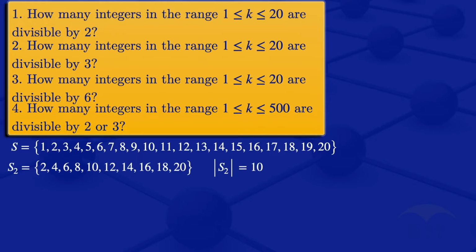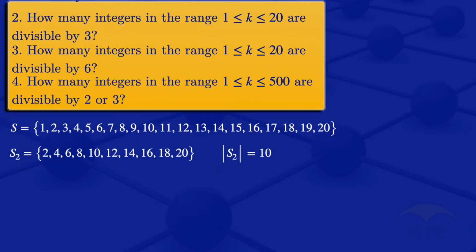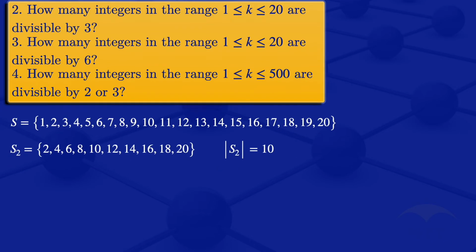I now move on to the second question, the integers in the range 1 to 20 that are divisible by 3. In this set, we look for numbers that are divisible by 3, and I'll call that set S3. So we have S3 as the elements 3, 6, 9, 12, 15, 18. If we count those numbers, we see that there are 6. So the cardinality of S3 is equal to 6.